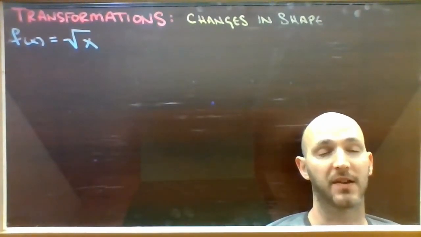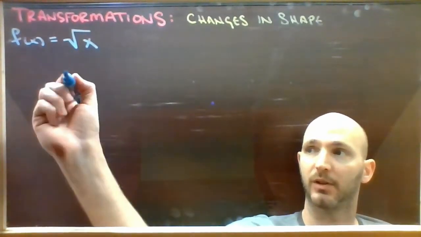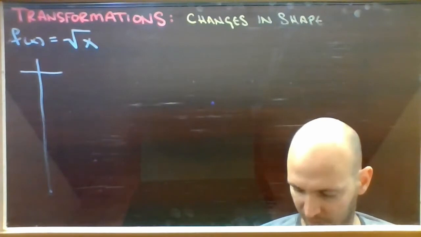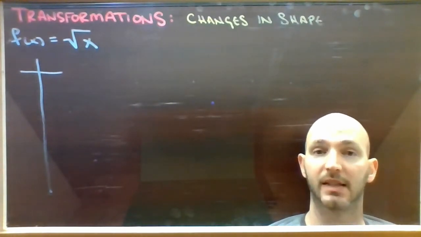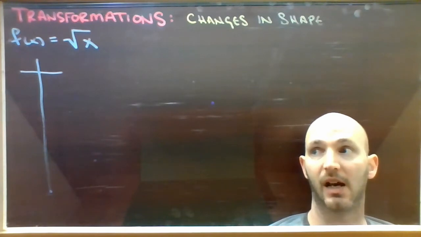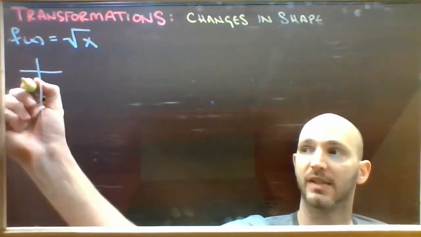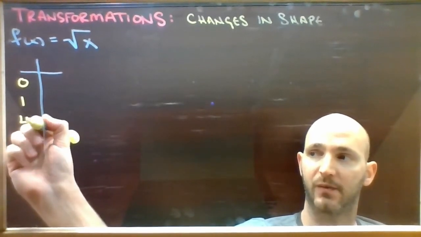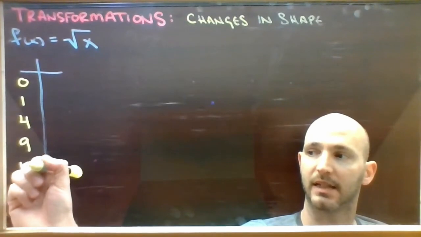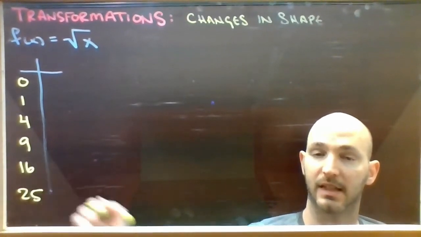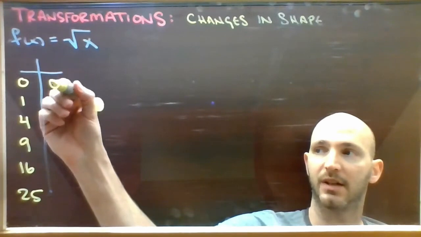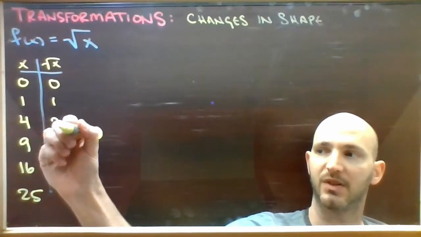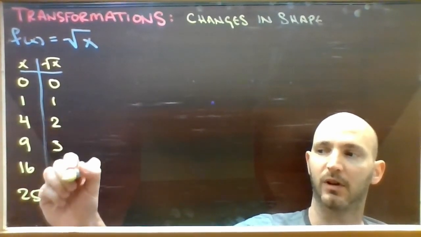So applying a transformation to a square root function, we're going to need to have my basic pattern. And for square root functions, we didn't bother using any x values except the ones that had nice square roots, which means no negatives are allowed. I start at 0. 1 is a perfect square, so is 4, 9, 16, 25, etc. Square root of 0 is 0. Square root of 1 is 1, square root of 4 is 2, 3, 4, 5.